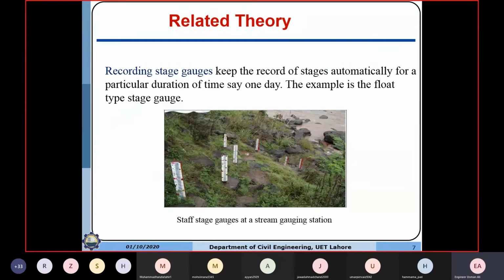An example of this type of gauge is the float type stage gauge, in which whenever the stage is increasing, the float will tend to move up, and accordingly an upward trend, a rising trend, will be marked on the chart. And when the stage is falling in the river, we accordingly have a downward trend marked on the chart.